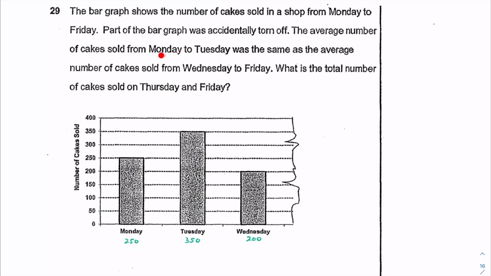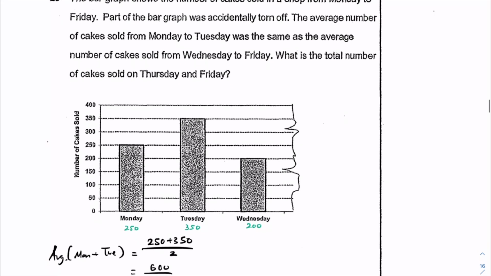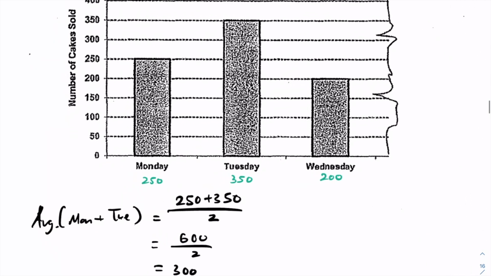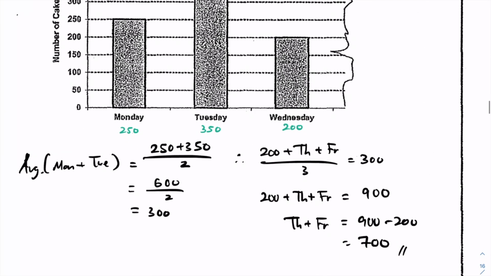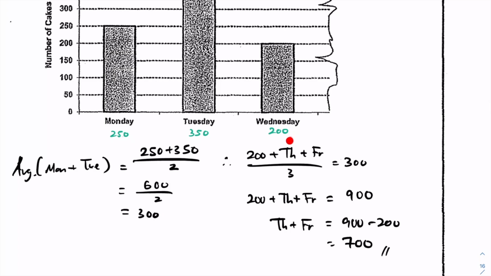Okay, the average from Monday to Tuesday was the same as the average from Wednesday to Friday. Well, we can definitely find out the average from Monday to Tuesday. So 250 plus 350 over 2 days, that's 300. Since the average is the same as Wednesday to Friday, that means the 200 on Wednesday plus the unknown Thursday, Friday, divided by the total of 3 days, must therefore be equal to the same average, 300.